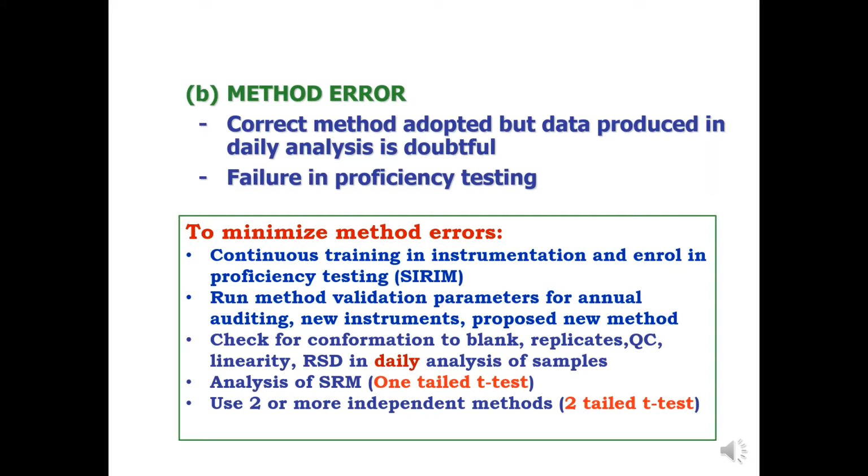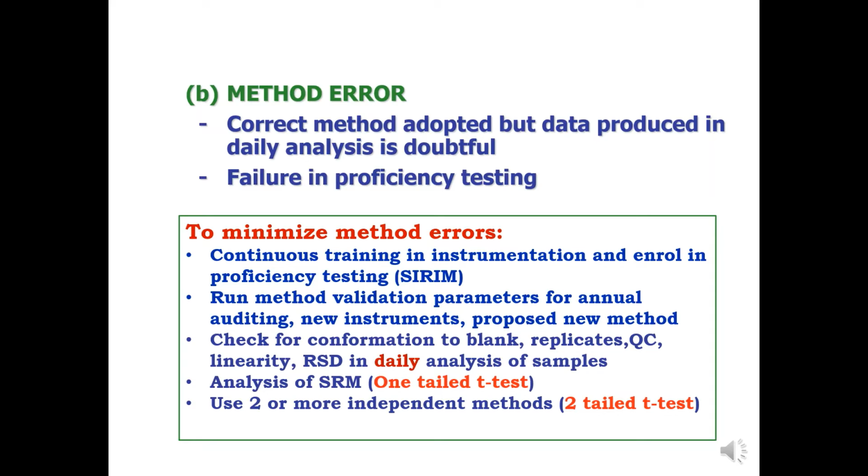So all the staff will undergo continuous training in the instrumentation, and we enroll the staff in proficiency testing. They must pass that proficiency testing in order to qualify to run the instruments. Being trained and being tried in a testing exam confirms to us that all the errors they may contribute to the data will only be in the form of random error.